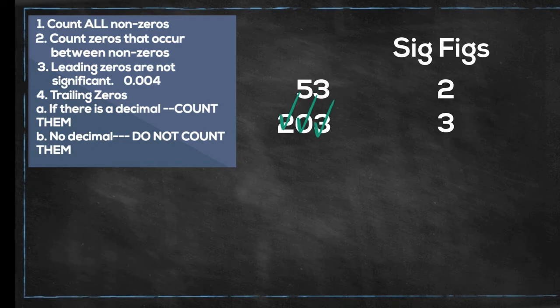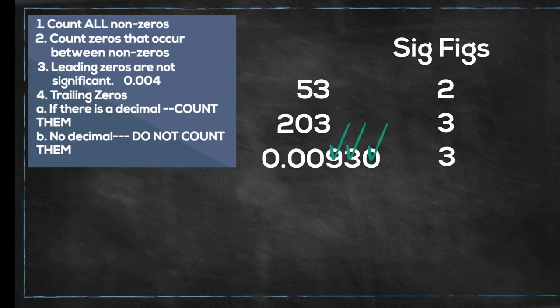Next, we have one with some leading zeros. Remember the rules, leading zeros are not significant, so you will not start counting until you get to the 9. So you will have 3 significant figures. Next, we have 23,000. Okay, let's look at the rules for trailing zeros. There is no decimal, so you do not count the trailing zeros, so you will have 2.